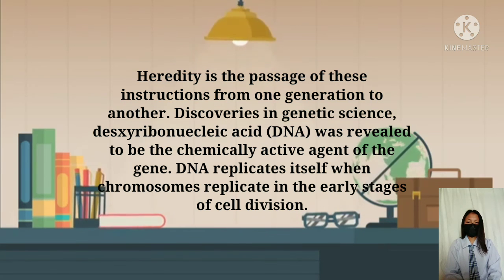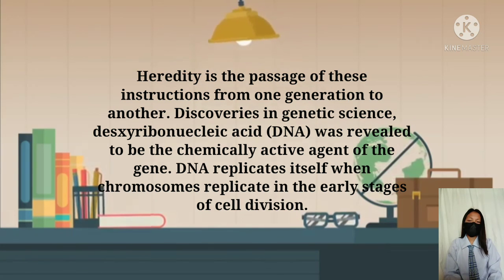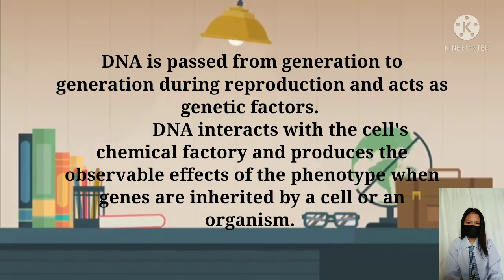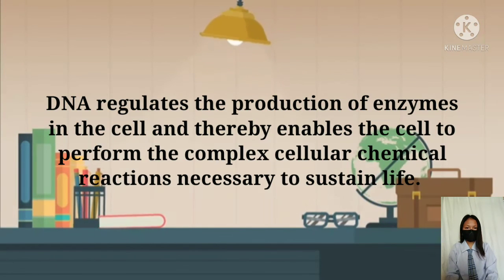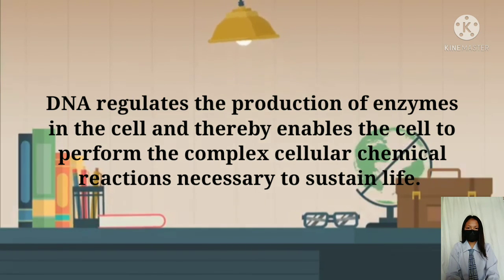DNA replicates itself when chromosomes replicate in the early stage of cell division. DNA is passed from generation to generation during reproduction and acts as genetic factors. DNA interacts with the cell's chemical factory and produces the observable effects of the phenotype when genes are inherited by a cell or an organism. DNA regulates the production of enzymes in the cell and thereby enables the cell to perform the complex cellular chemical reactions necessary to sustain life.